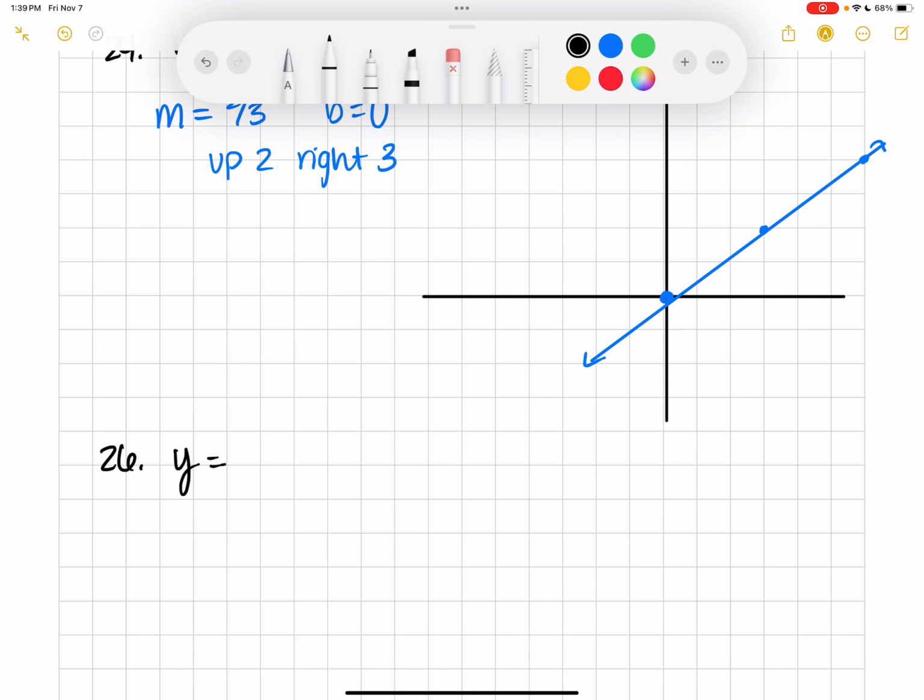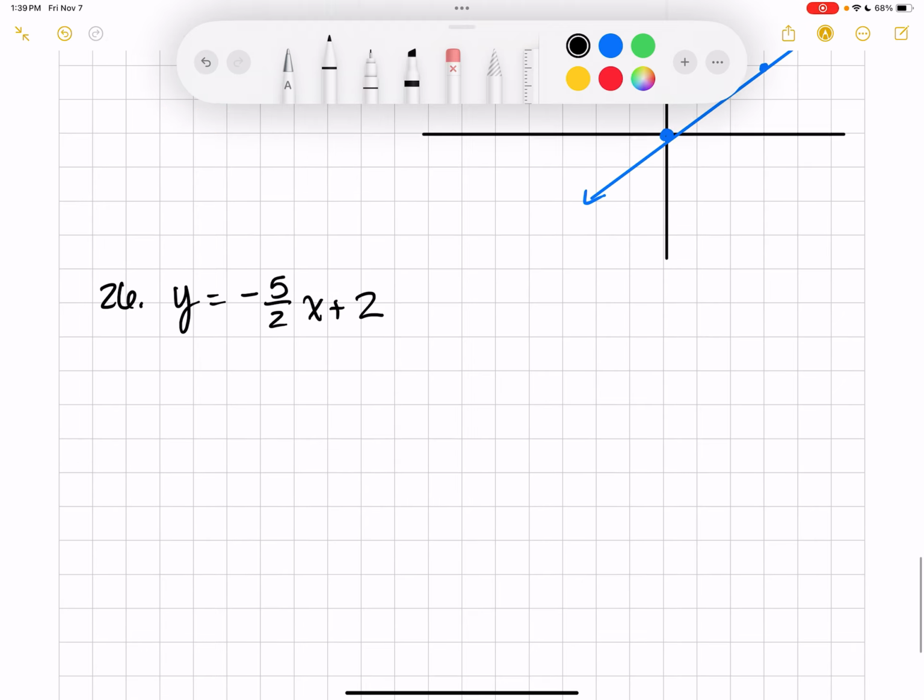All right, 26. y equals negative 5 halves x plus 2. So basically, m equals 5 over 2, but it's going to be negative. So is it just negative 5 or is it negative 5 over 2? Negative 5 over 2. The whole number in front of this entire thing is your slope. And then b is going to be 2 because it's 2.